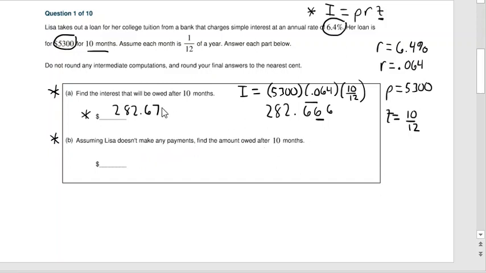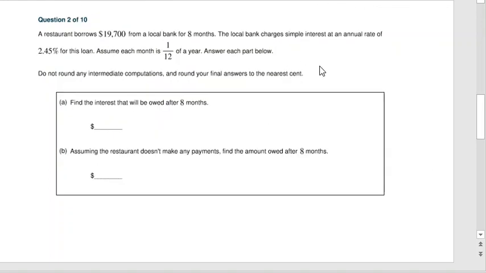Now the next part of this question says, assuming Lisa doesn't make any payments, find the amount owed after 10 months. Remember, this is the interest. This is the amount that she has to pay for borrowing the $5,300. So to figure out the amount owed after 10 months, we would have to take the $5,300 and add it to the $282.67, and that would give us $5,582.67.